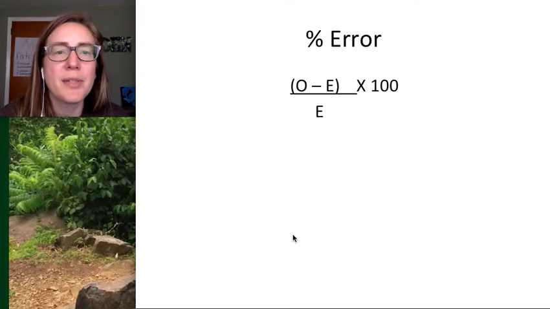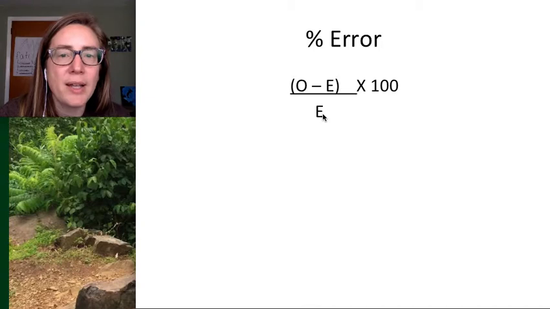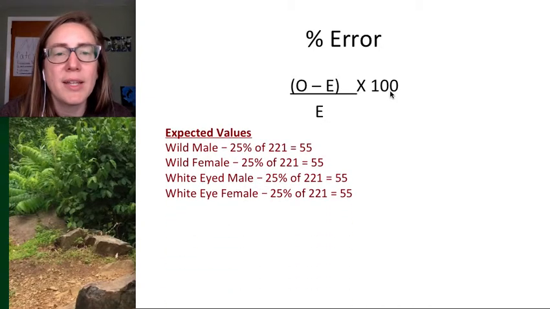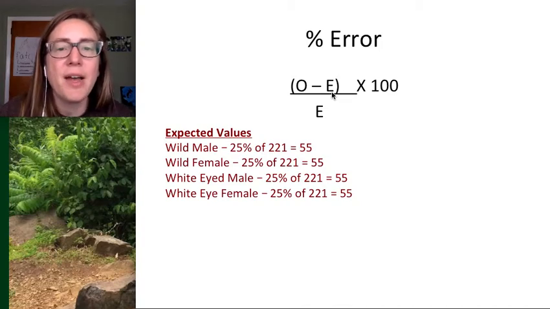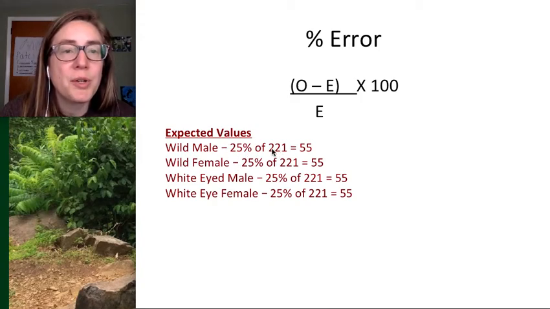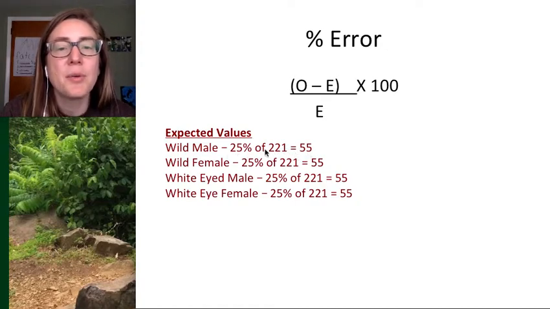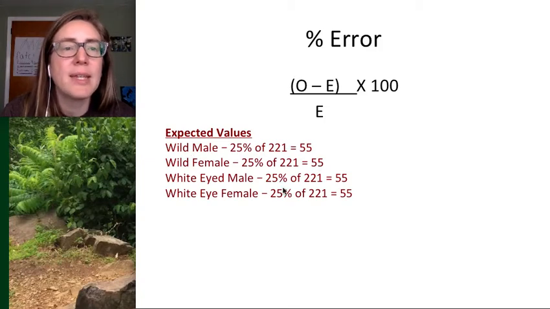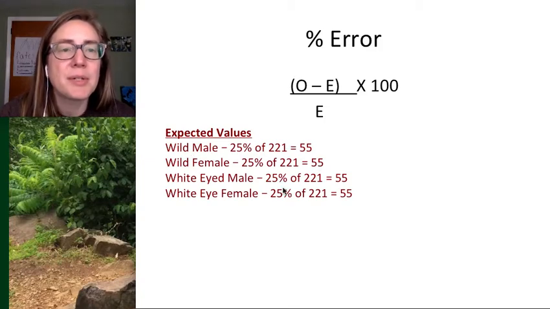So how do you calculate percent error? Percent error is observed minus expected divided by expected times 100. So to fill it in, I am going to have to figure out what my expected value is. You can calculate your expected value by taking that percentage that we figured out in the last slide and multiplying it by 221, which was our class total. So 25% of 221 is approximately 55. It's going to be the same for all of them because they all had the exact same predicted percents.